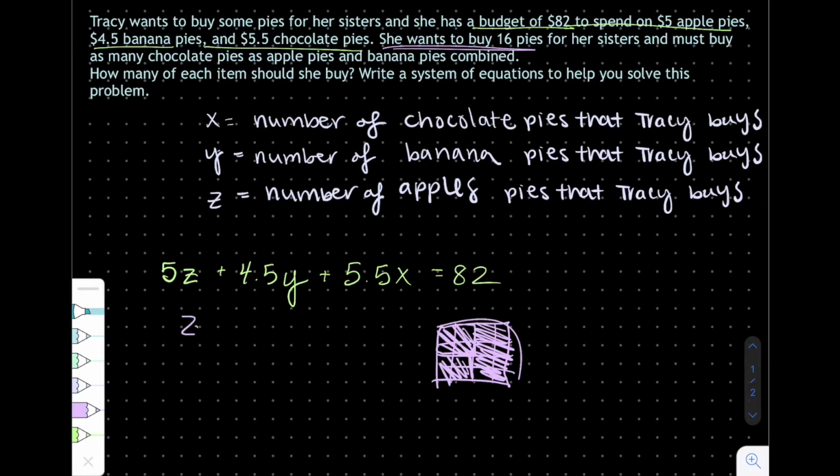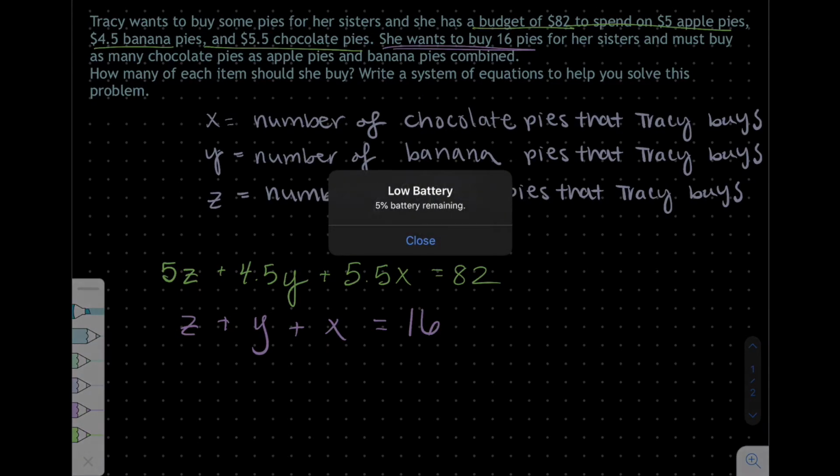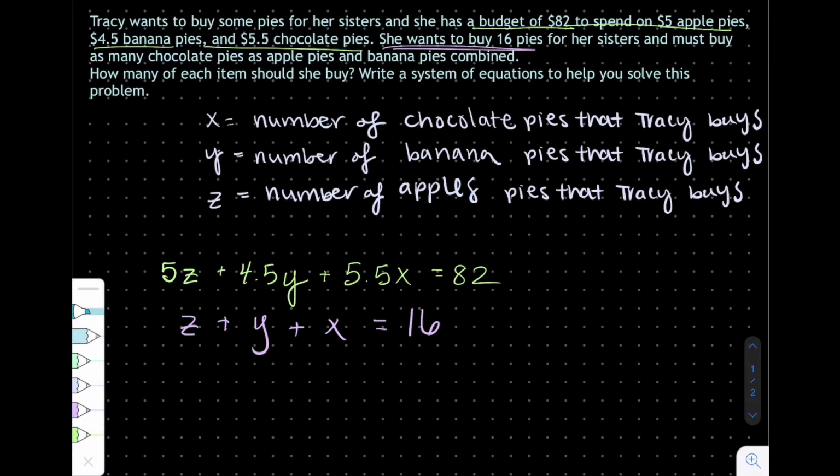So Z plus Y plus X, I don't really know if that image helped, but basically if X, Y, and Z are your number of pies of each pie, and you want 16 pies total, the number of chocolate pies plus the number of banana pies plus the number of apple pies would equal the total number of pies, which is 16. And then the last part says she must buy as many chocolate pies as apple and banana pies combined.